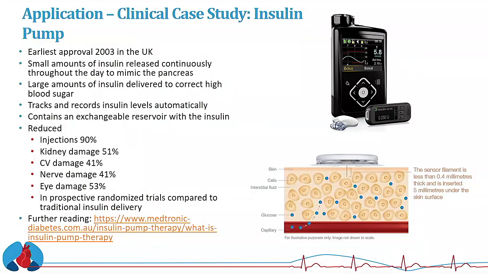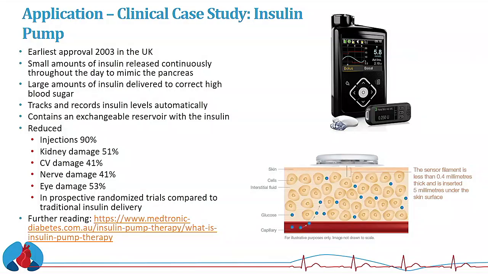I think one of the best examples of this is the insulin pump. Some people might have seen this already. Earliest approval was 2003 in the UK, and what it does is it releases small amounts of insulin throughout the day to regulate the blood sugar, and if it detects a large drop or rise in blood sugar levels, it will administer a large bolus then.